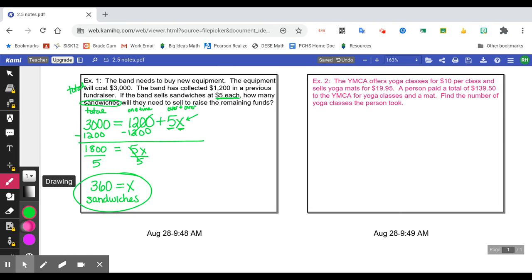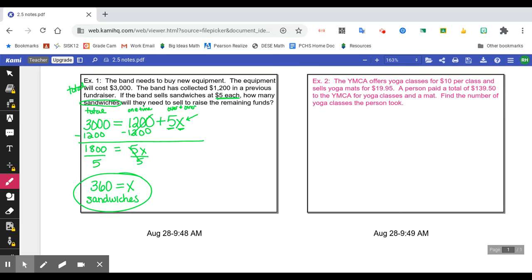Doing great. So the YMCA offers yoga classes for $10 per class and sells yoga mats for $19.95. A person paid a total of $139.50 to the YMCA for yoga classes and a mat. Find the number of yoga classes the person took.